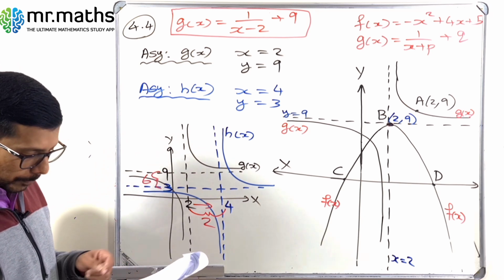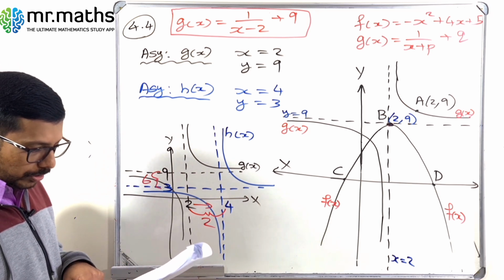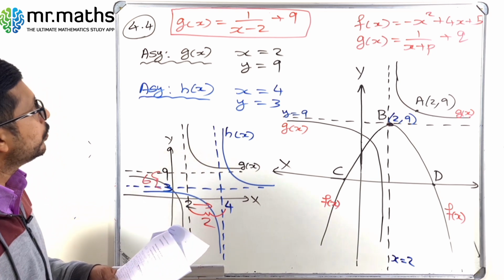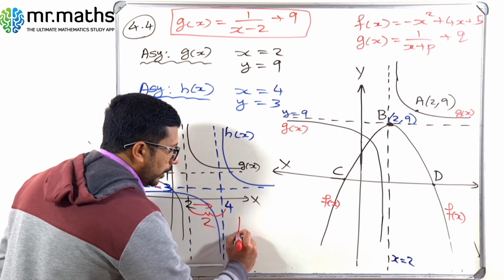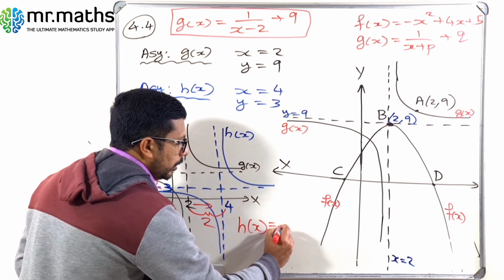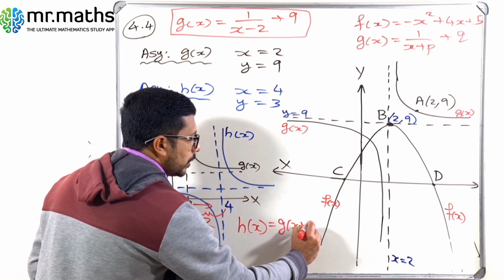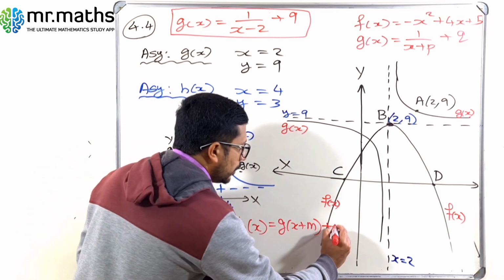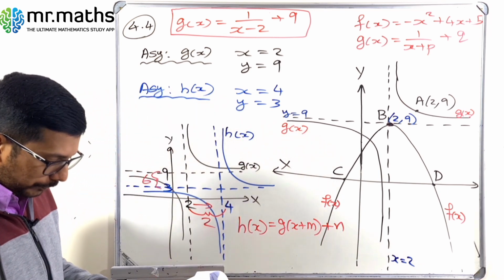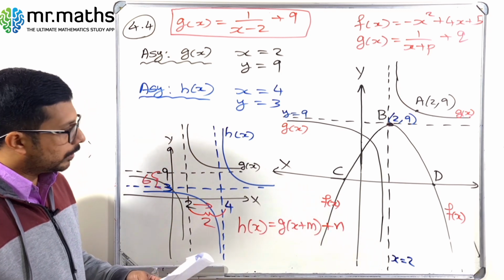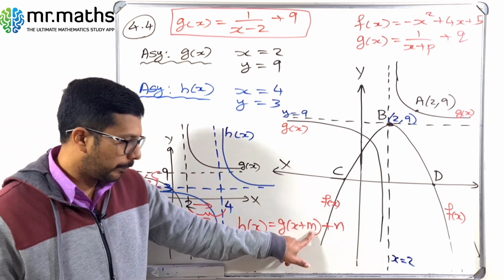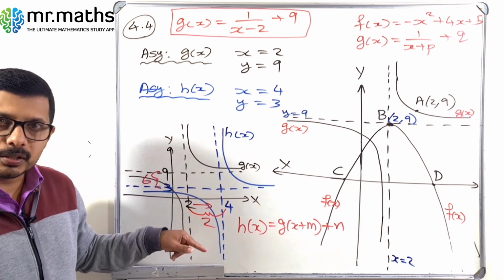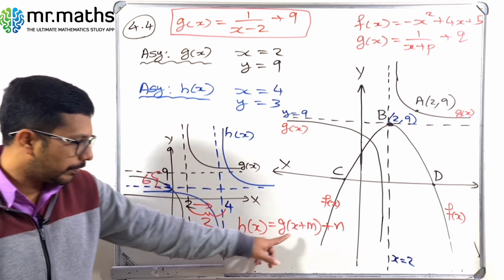Now how can you write the answer? What is the question? h of x is equal to g of x plus m plus n has asymptotes. So let me write the new equation here: h of x is equal to g of x plus m plus n. We know that this blue one is h of x. So what is the value of m?